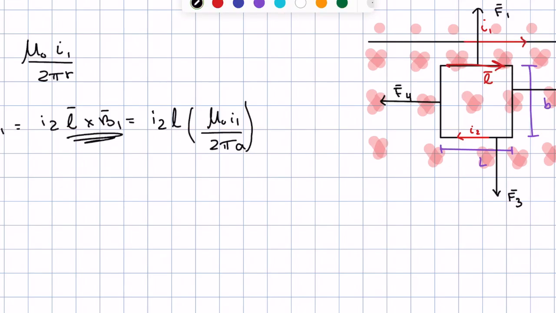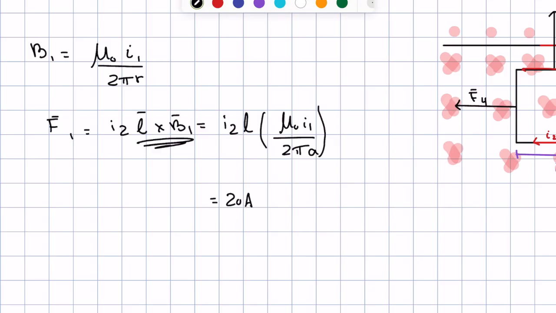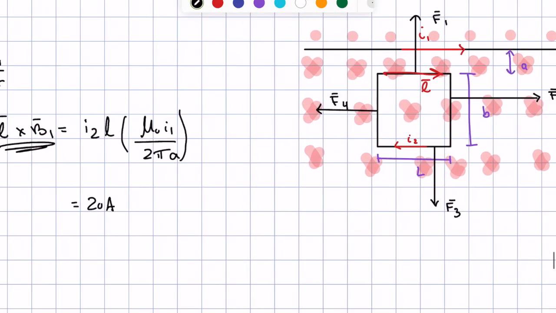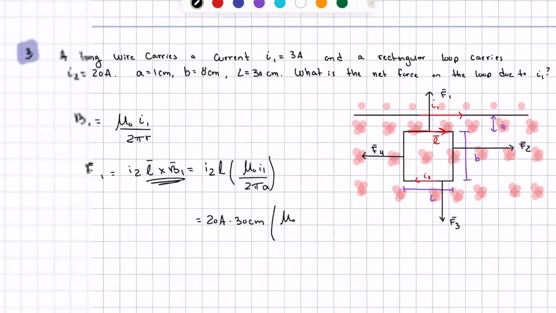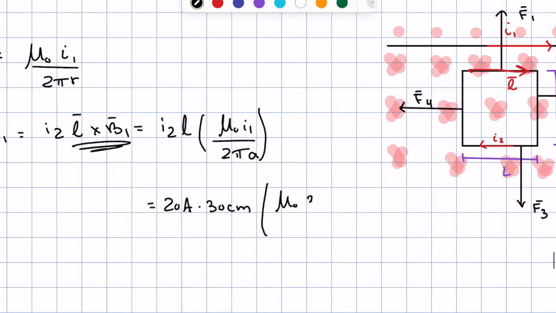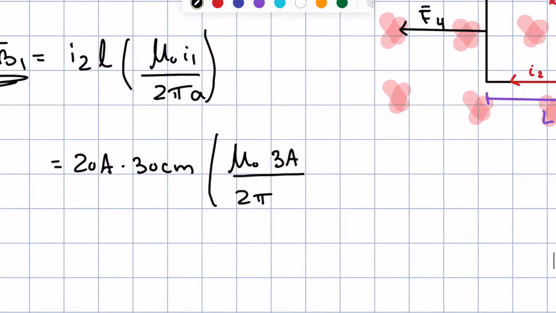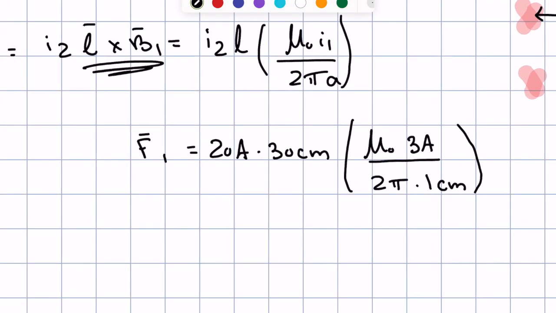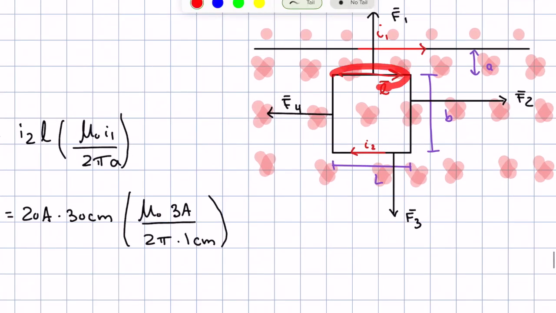If I were to put in proper numbers, I'd have I2 being 20 amps, and then L is the length of that wire, which we know is 30 centimeters, so times 30 centimeters, times mu naught times I1, which is 3 amps, divided by 2 times pi times A, where A, we're told, is 1 centimeter. So times 1 centimeter, and that is F1. Okay, so that's the magnetic force F1 on this part of the current carrying wire.